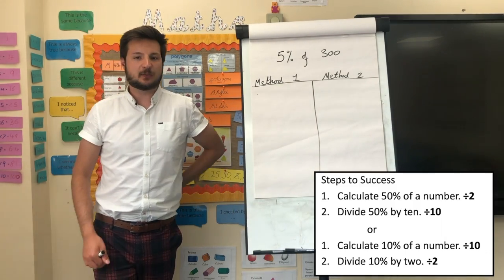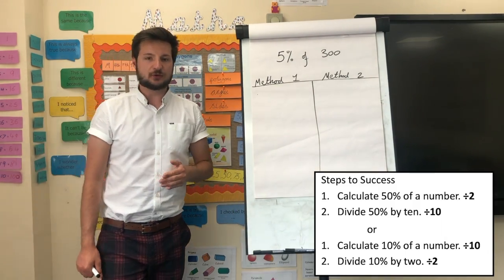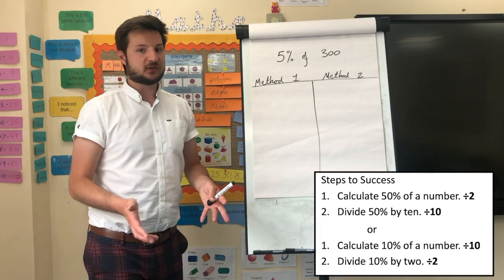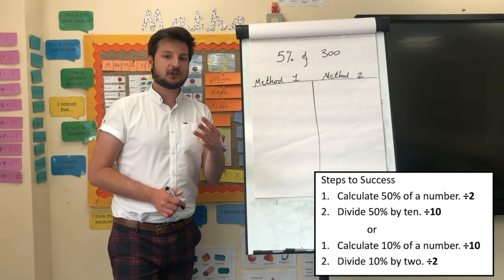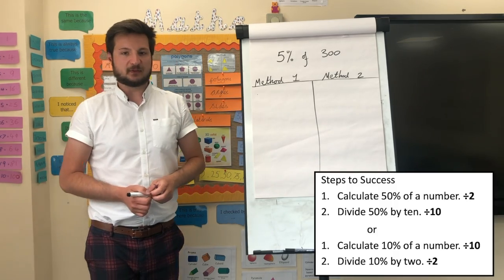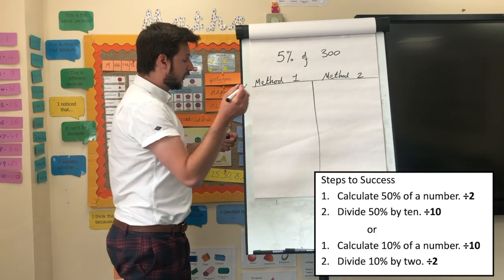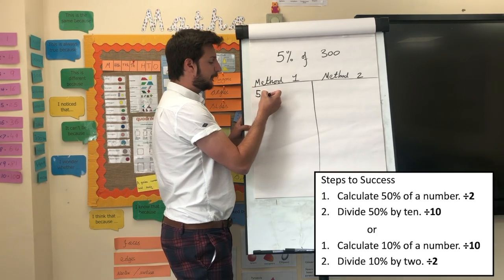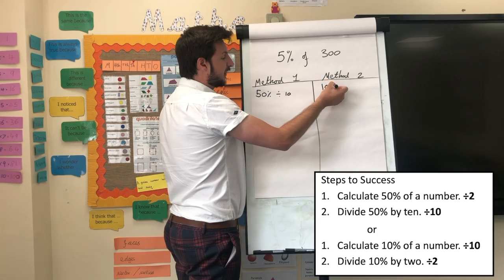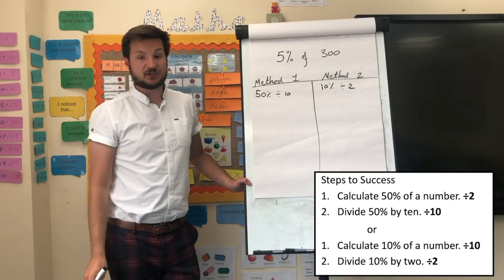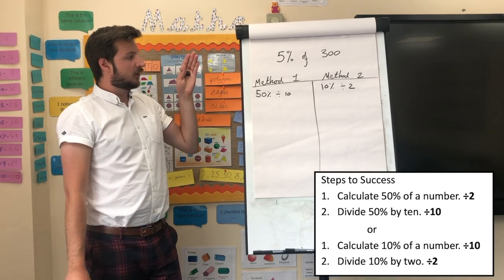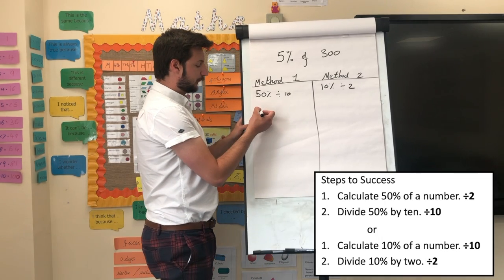So let's look at this example here, 5% of 300. Now this is slightly more challenging than finding 50% and 10% because you need to do that first. So what I'm going to do is give 3 examples and demonstrate how to use both methods in order to calculate 5% of 300. The first of those methods, like we've discussed, is finding 50% and then dividing it by 10, or we can find 10% and divide that by 2. So let's start with this example here, 50% and then divide by 10. So 50% of 300.